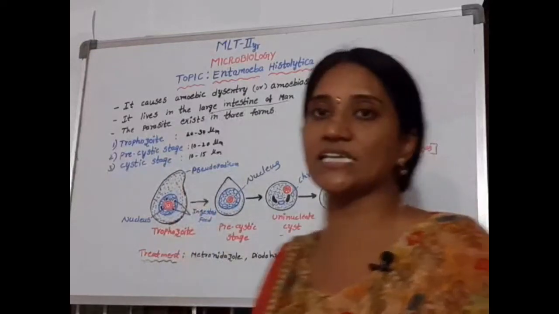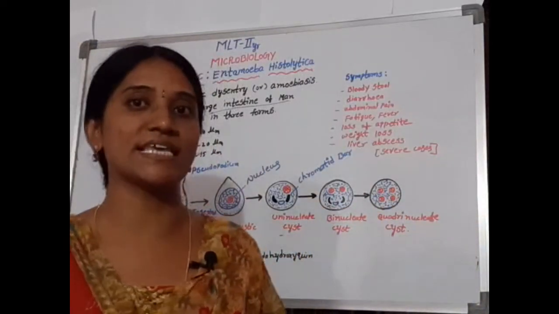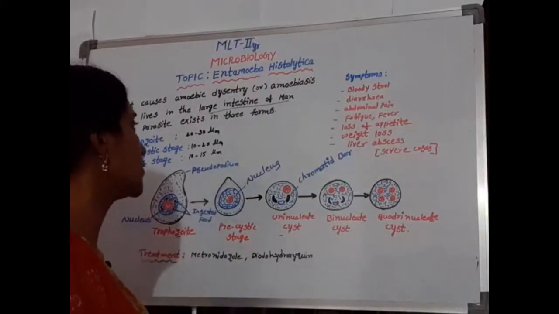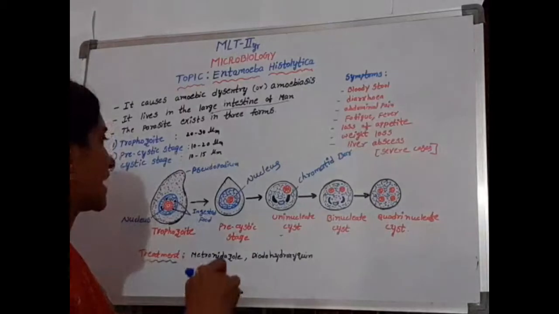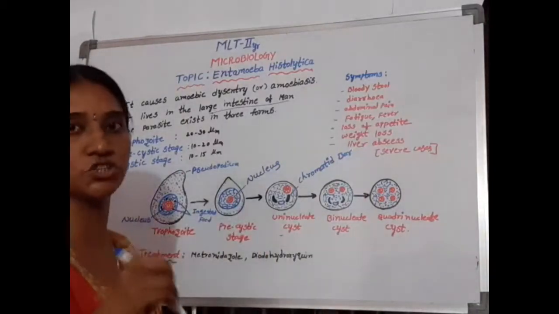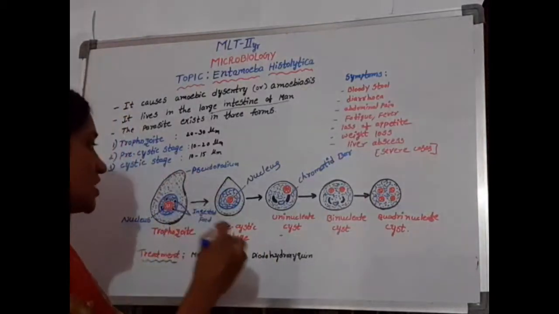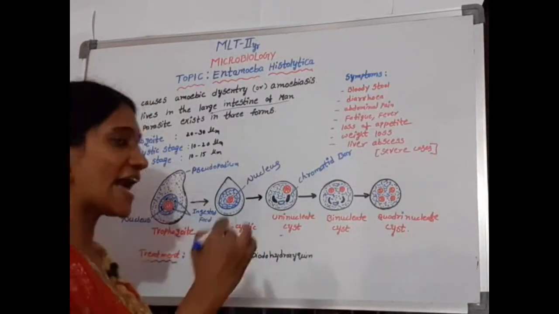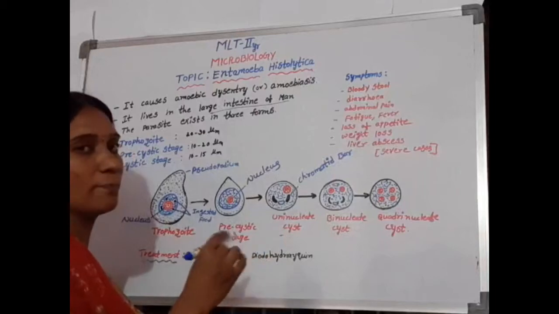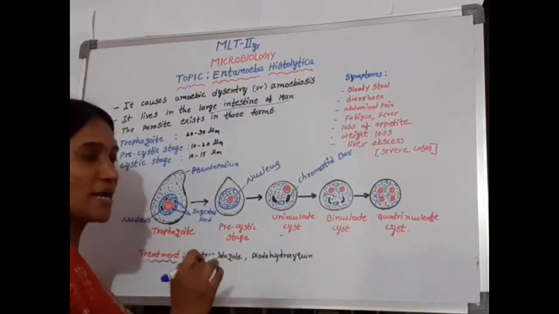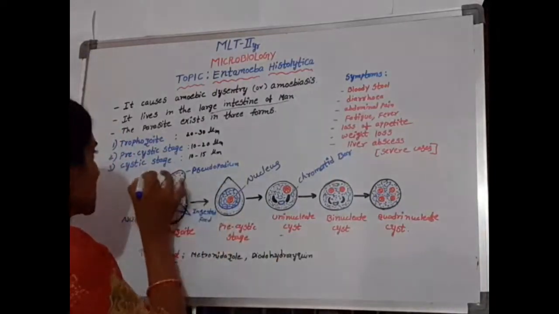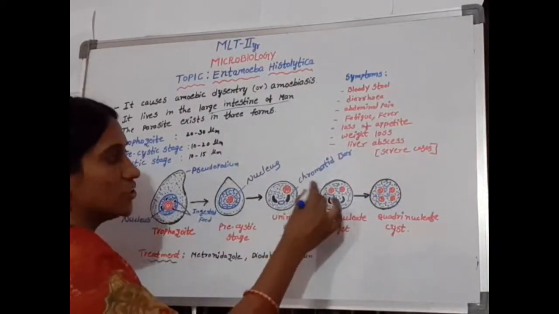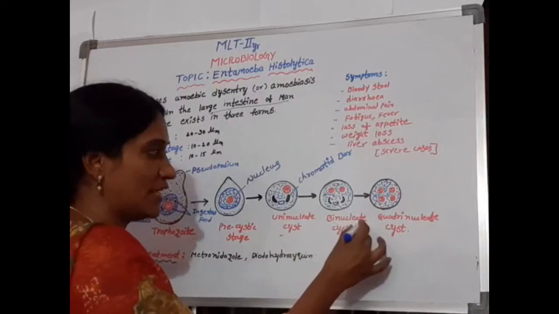The second stage is the precystic stage. It measures about 10 to 20 micrometers in size and is oval shaped. It has blunt pseudopodia, and the nucleus is in the middle. After that, in the cystic stage, the uninucleate cell divides into two, forming the binucleate stage.